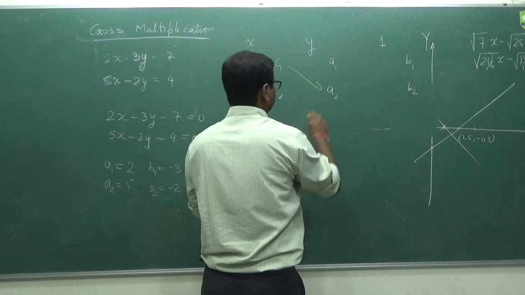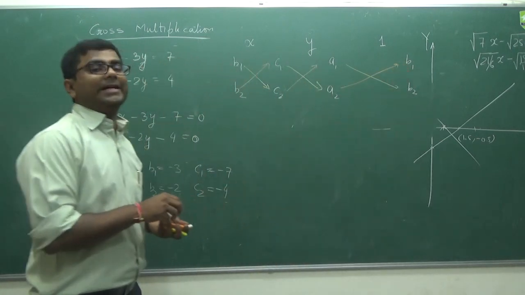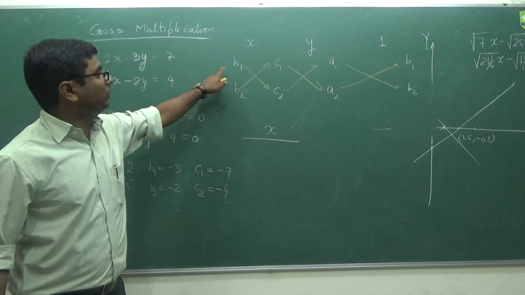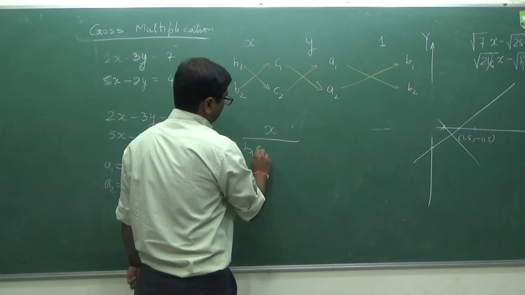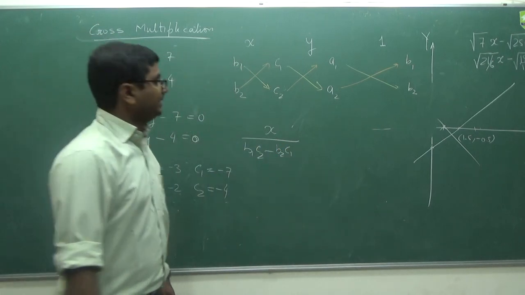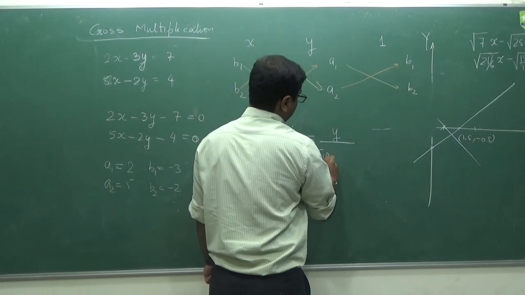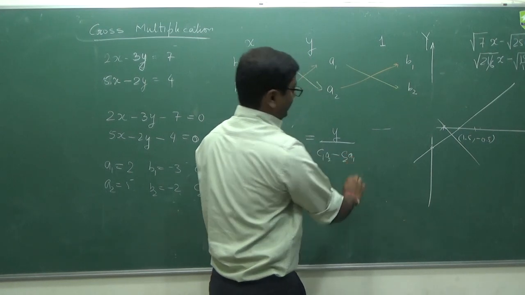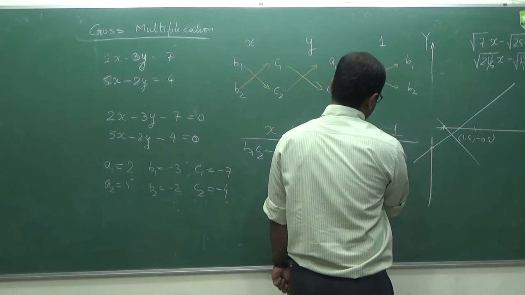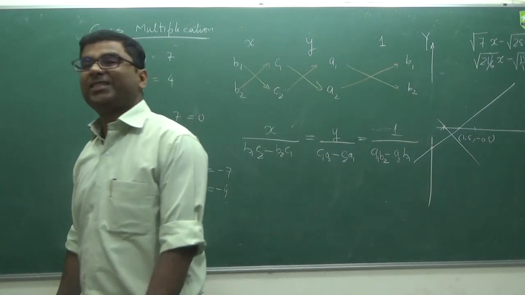Then this, and this. What does it mean? It means simply this. You write x upon b1 c2 minus b2 c1, okay? Equals y upon c1 a2 minus c2 a1 equals, just a minute, 1 upon a1 b2 minus a2 b1.